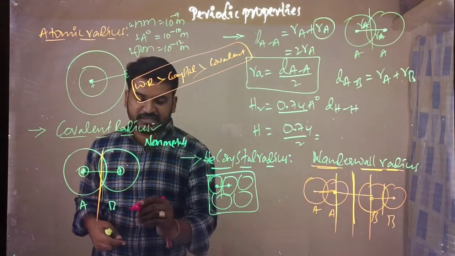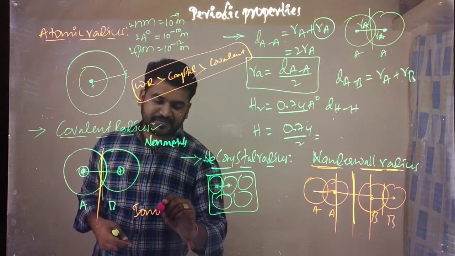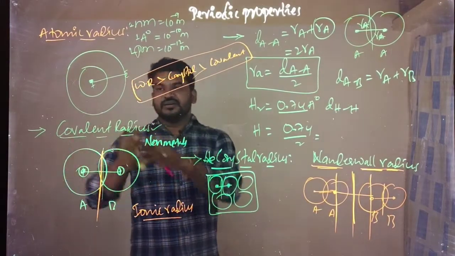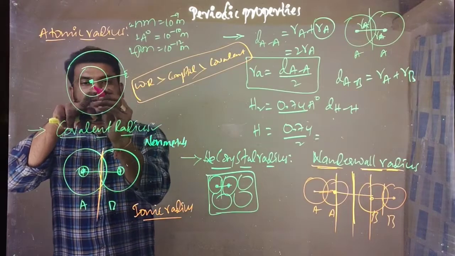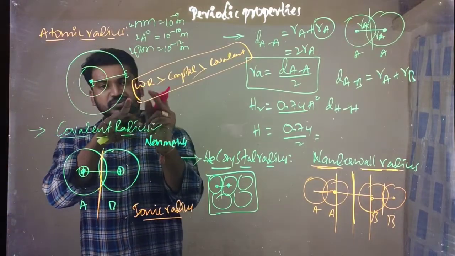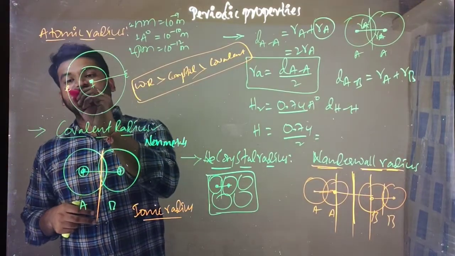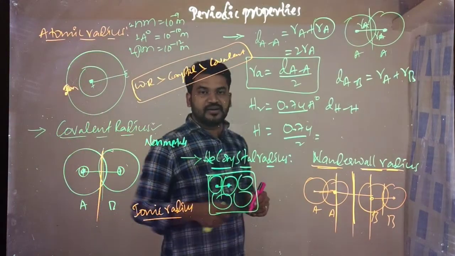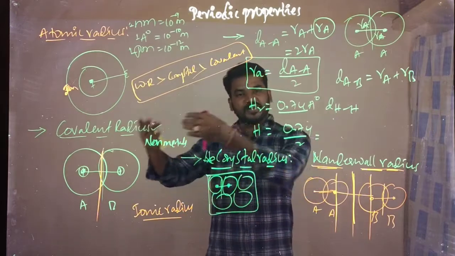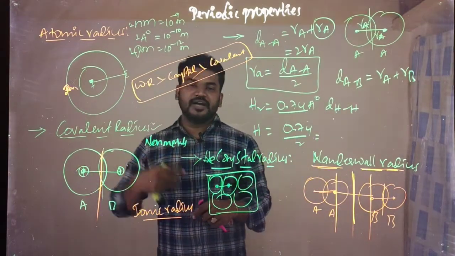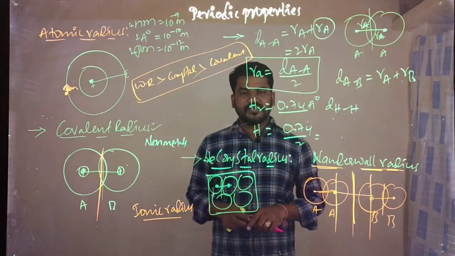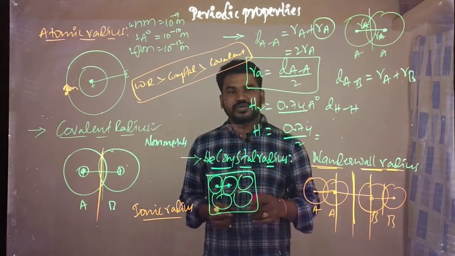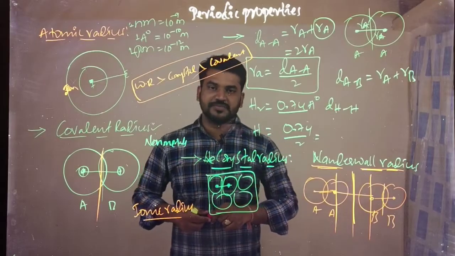And one more is there, that is ionic radius. Again, same as the distance from nucleus to valence electron, here we say it is the distance from the nucleus to the ion in the last shell, that we call ionic radius. Right? And how this changes in groups and periods, that we will discuss.